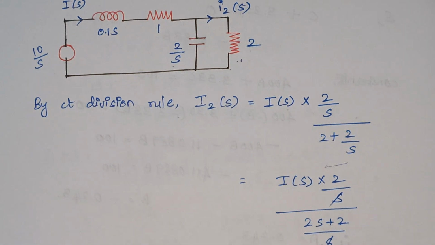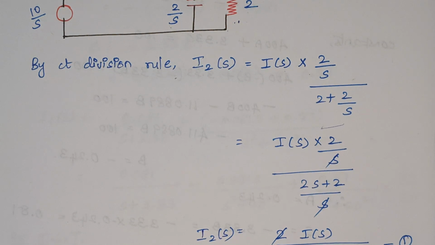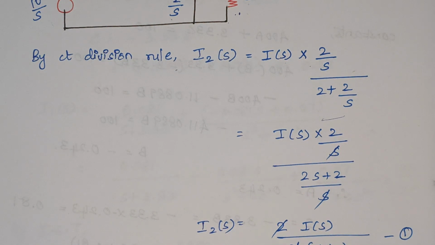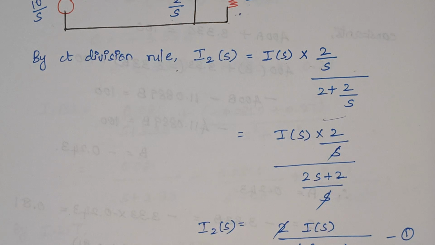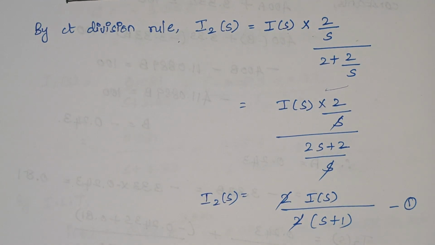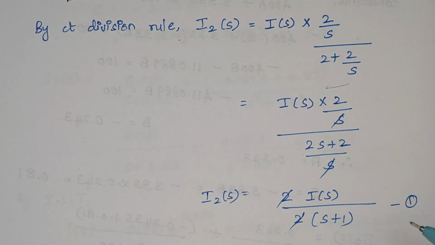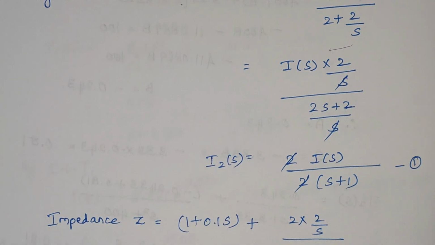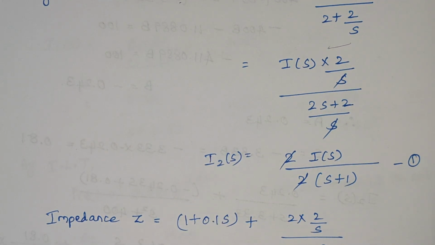Right. So here the next step is we are taking LCM and we are simplifying the expression. Once you simplify, we are getting the answer as I2 of S is I of S divided by S plus 1. So name this as equation number 1 here. Right. Now the next step is we are going to calculate the impedance value.